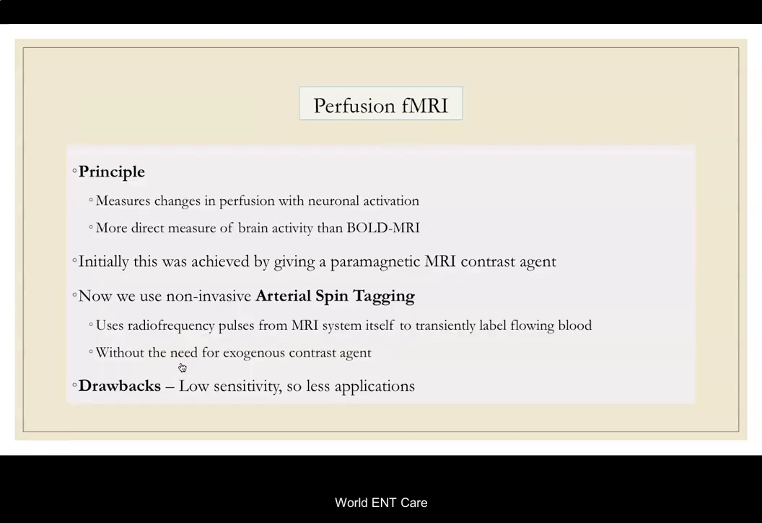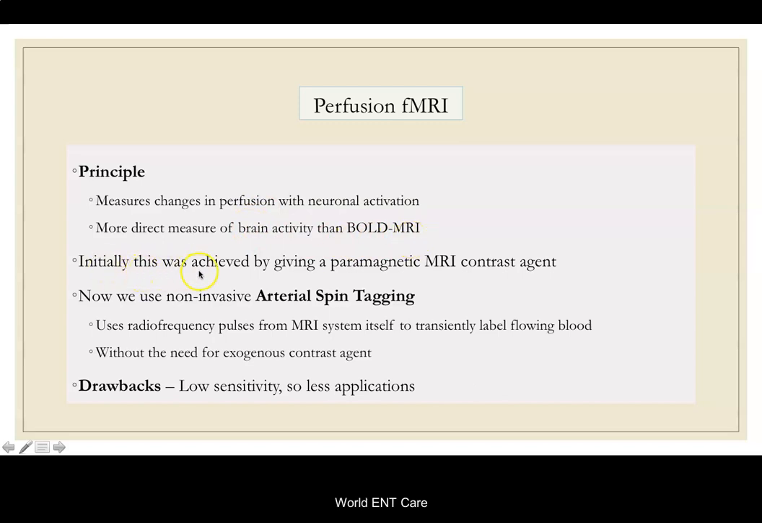Finally, we come to perfusion MRI. The principle of perfusion MRI is that it measures changes in perfusion with neuronal activation, whereas in BOLD MRI, we measure changes in oxygenation with neuronal activation. We also saw that BOLD was an indirect measure of neuronal activity. Here, we measure changes in perfusion with neuronal activation. This is a more direct measure of brain activity than BOLD MRI.